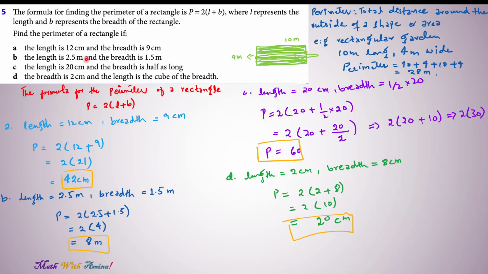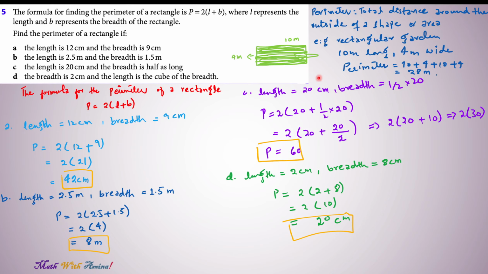The second one is the length is 2.5 meter and the breadth is 1.5 meter. So in here again the variables will be replaced by their values. We will get 2.5 plus 1.5. As you know, we will solve the brackets first and then we will do the multiplication. So 2.5 plus 1.5 is equal to 4. So 2 multiplied by 4 is equal to 8 meters. So the perimeter of a rectangle, when its length is 2.5 and breadth is 1.5, would be 8 meter.